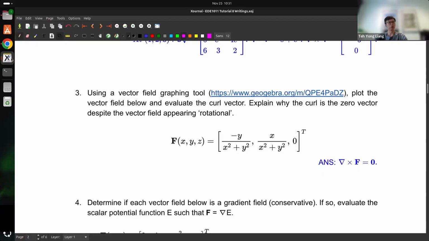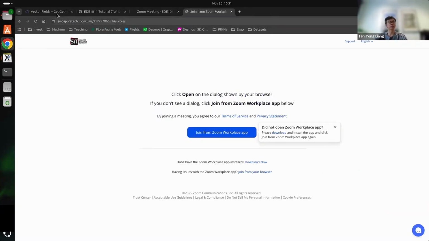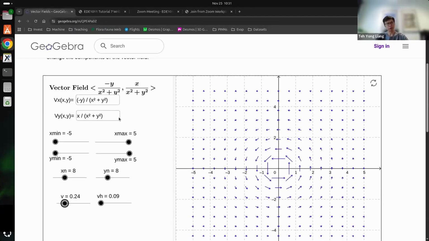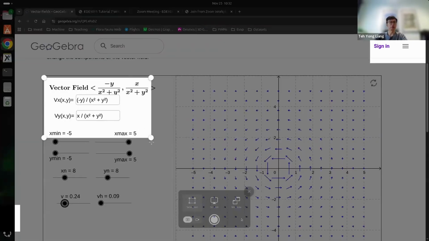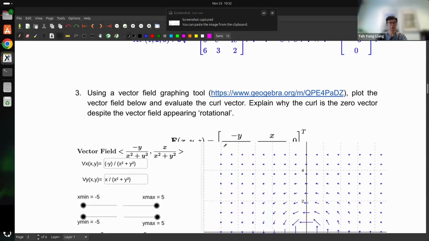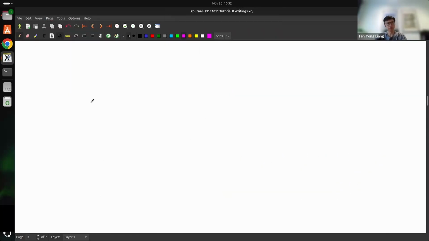So if you were to plot them in the graph plotter here, I already plotted them. You can see minus y over x squared plus y squared, and x over x squared plus y squared, for the x and y components respectively. Then you can mess around with the arrows and whatnot. Then you see this is the field. You can see that the field is rotating. If you put in an object, it's going to flow around. Let me just hold on, maybe I go to the next page.